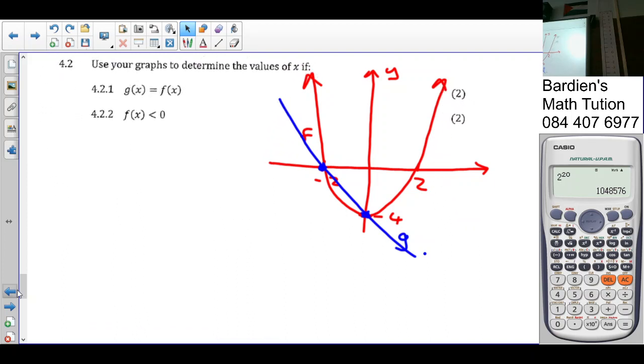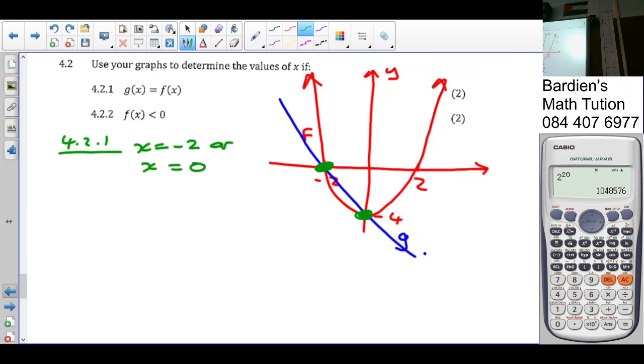First question 4.2 says, use your graph to determine the values of x if f of x is equal to g of x, so g of x equal to f of x. So, where they are equal to each other is where they intersect. Can you see that, people? They intersect there and here. Not so? So what are the x values? x is equal to negative 2 or x is equal to 0. You all okay with that?